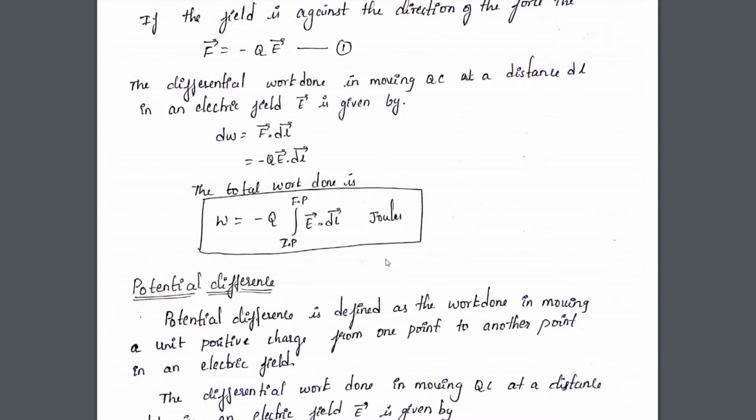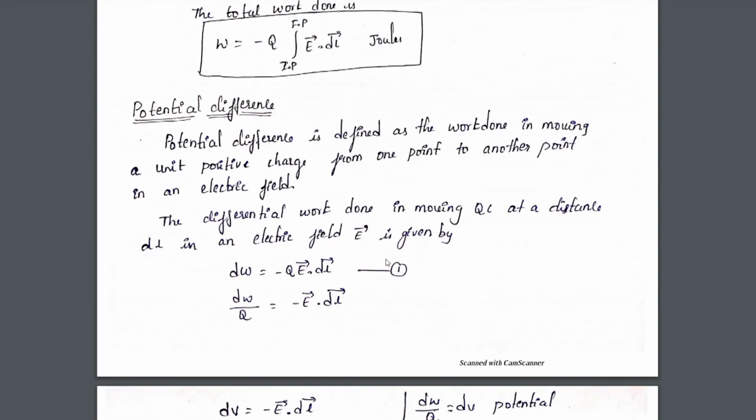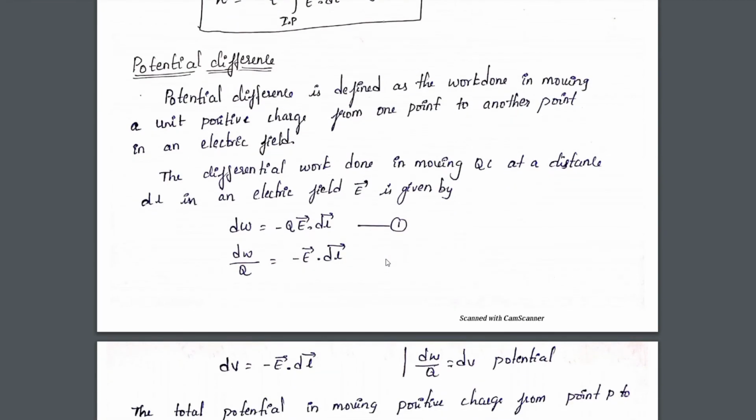Next you have to define what is potential difference. Potential difference is also work done only, but we are moving a unit positive charge here.